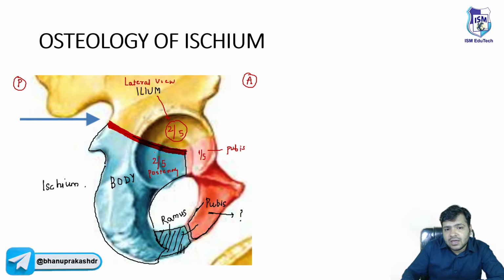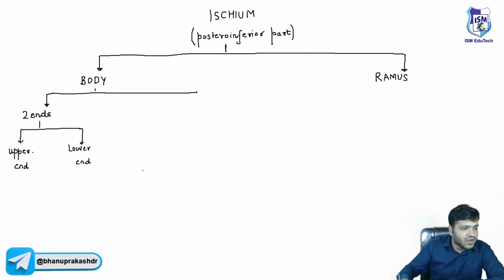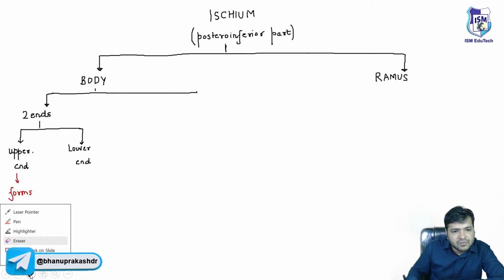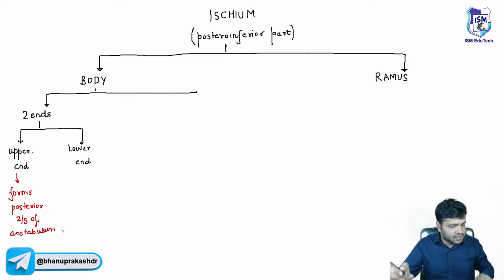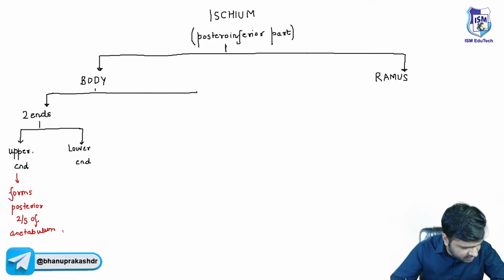It is formed like in the continuation of the upper end. So remember, beta, the upper end forms 2/5, or I can simply say posterior 2/5 to be very specific beta, वो posterior है acetabulum का. So it forms posterior 2/5 of the acetabulum.